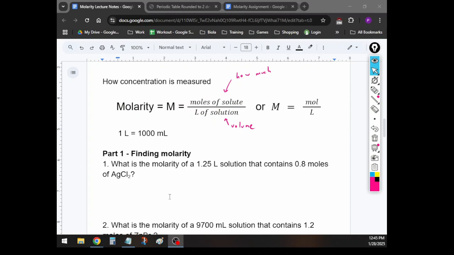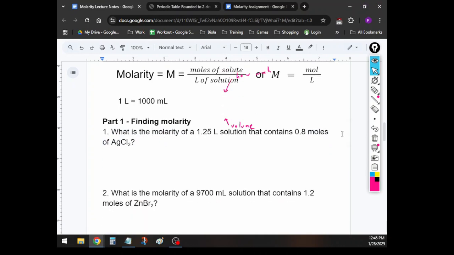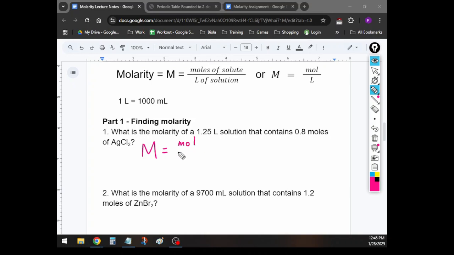Okay, so for number one, we're going to take a look at this problem. We're going to find the molarity of a 1.25 liter solution that contains 0.8 moles of AgCl2. Before we start, I want you guys on your paper to write number one, and we're just going to write the formula down. Molarity is moles divided by liters. We're going to be using this equation for all of our problems today. Molarity is moles divided by liters.